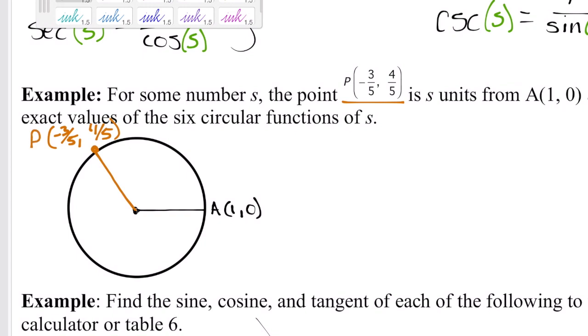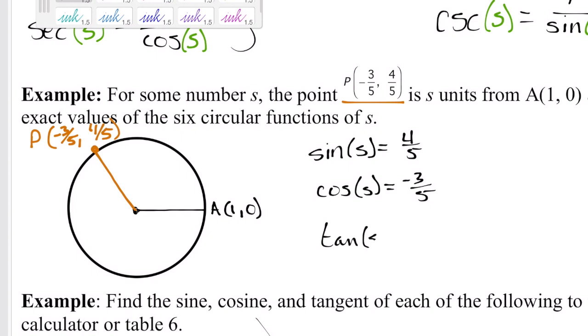So then sine of whatever s is, it's just the y value, so 4/5. Cosine of s is just my x value, so negative 3/5. Whenever it comes to tangent of s, I'm doing my sine, 4/5, divided by my cosine, negative 3/5. Same change, flip, and I would end up with negative 4/3.